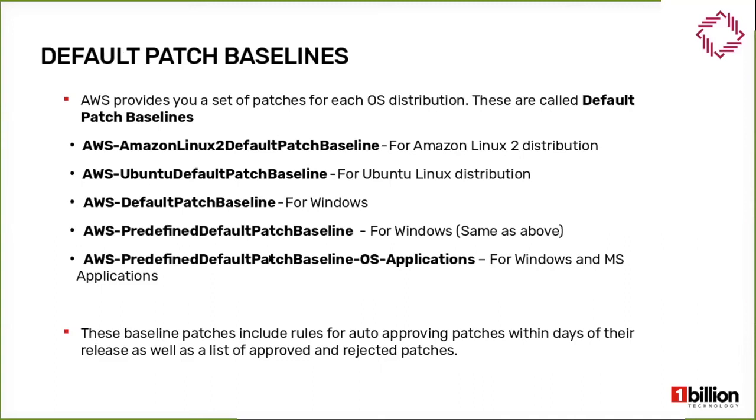predefined. There's not much of a difference between the default patch baseline and the predefined default patch baseline. I'm not too sure why there are two. The document says both are the same, but I think it's better to take the second one. And the third one is for if you have Windows plus any OS application, Microsoft applications. I think there's a separate patch for that. So you have to pick these default patches and update, and that's it.